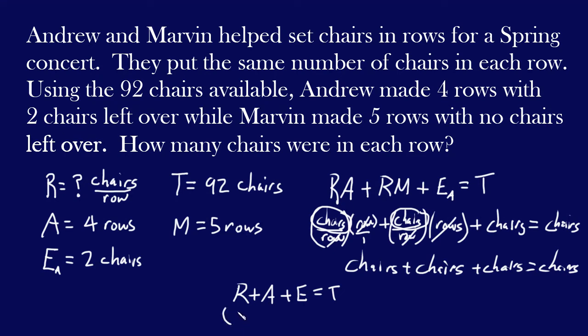what's the unit of measurement of r? It's chairs per row, and then plus rows plus chairs equals chairs. And this makes no sense, because the unit of measurement for a is rows, unit of measurement for e is chairs, unit of measurement for t is chairs, and none of these four terms have the same unit of measurement. And the cardinal rule is, when you're setting up your algebraic equation, the unit of measurement for each term needs to be the same.